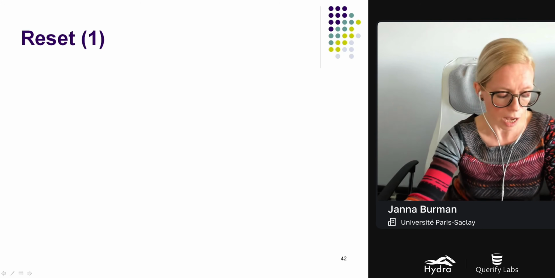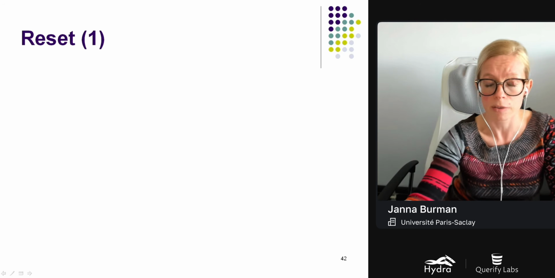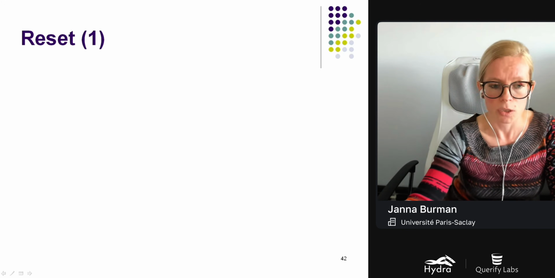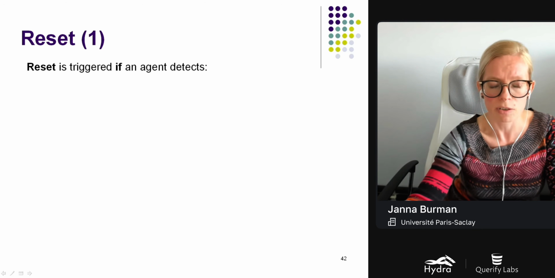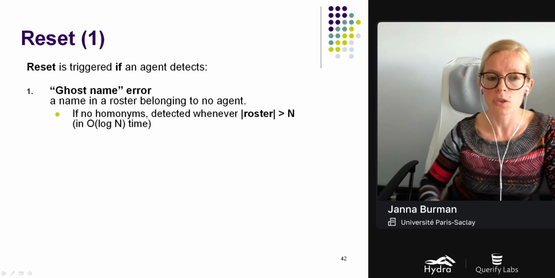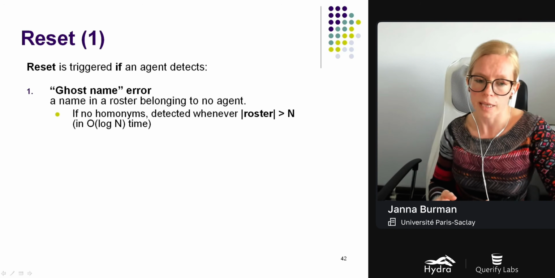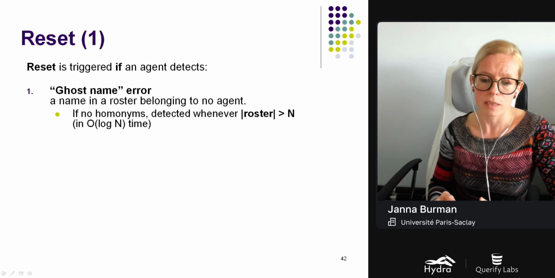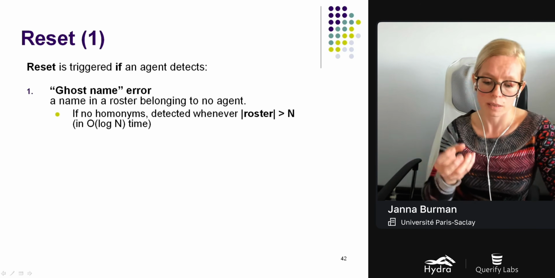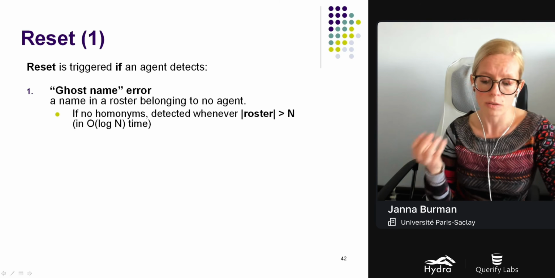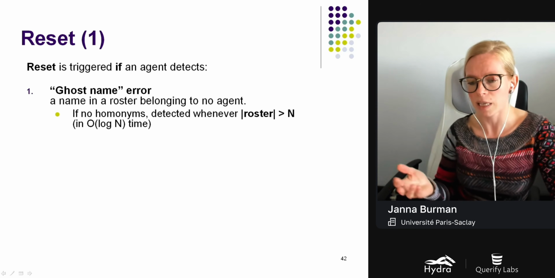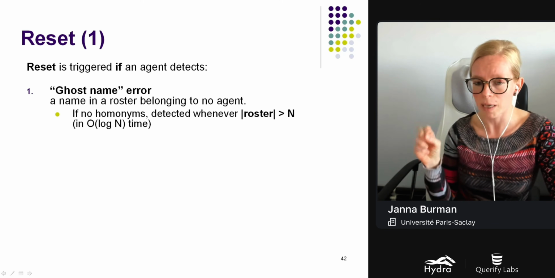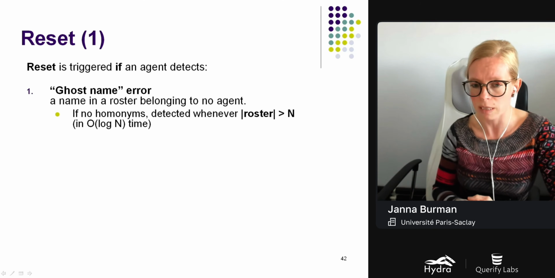Now, how do we launch a reset? When agents move to a resetting state, they trigger a reset whenever a so-called ghost name is detected. So what is a ghost name? It is in fact a name that doesn't belong to any agent in the population. This name appears in the roster of some agent, but there are no agents with this name.